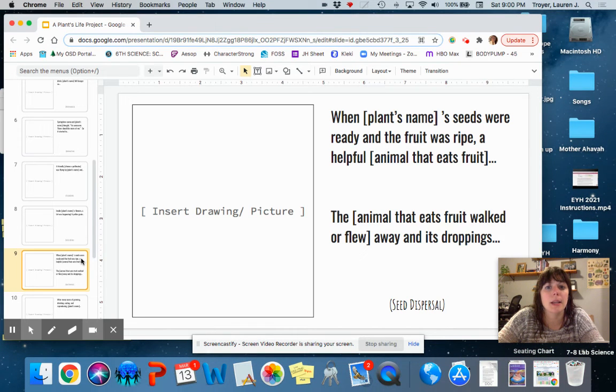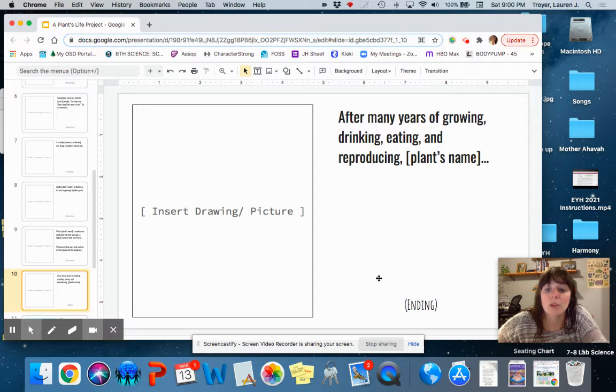It basically is when usually an animal, but sometimes the wind, carries the seeds away so that they might be able to grow somewhere else in a suitable environment. So when plant's name's seeds were ready and the fruit was ripe, a helpful animal that eats fruit did something: munched, crunched, slurped. The animal that eats fruit walked away or flew away, and its droppings, poop, maybe became fertilizer for a new plant. Here's your last slide.